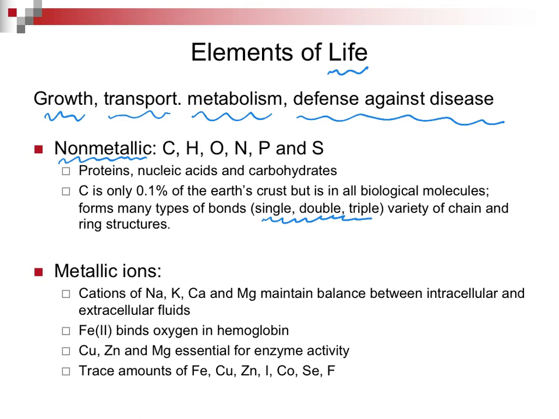The metallic ions also play an important role. They give you a balance between intracellular and extracellular fluids. There are the ion channels. We know that iron(II) binds oxygen in hemoglobin to carry things through your bloodstream, and certain elements are essential for enzyme activities. So again, lots of important things that these elements do. We are giving you the chemistry perspective.